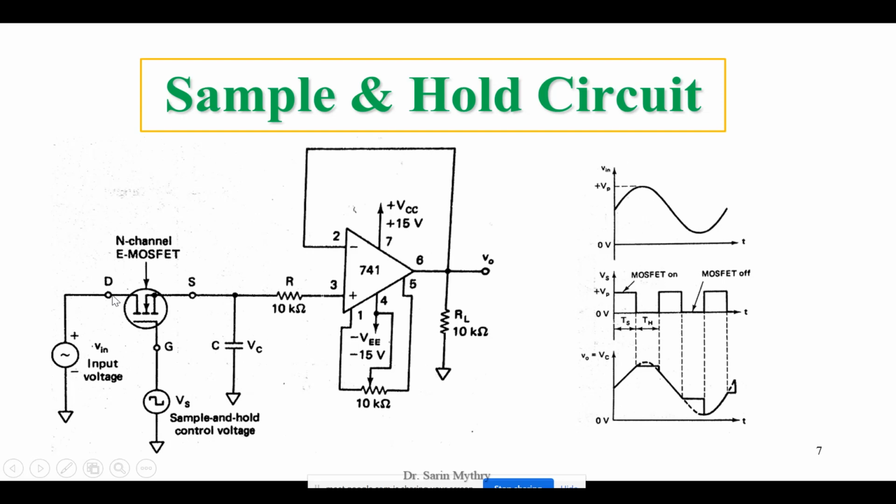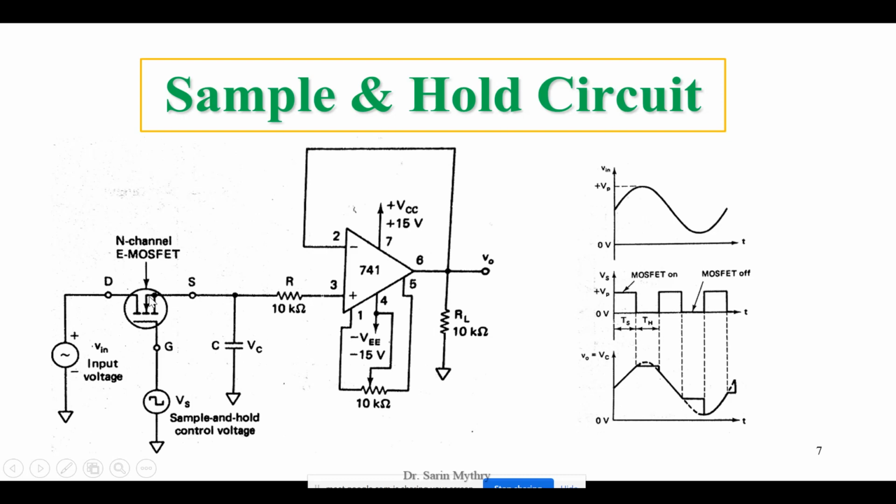Now let us see what happens here. During the positive cycle of the Vs, which you are applying here, the E MOSFET conducts and acts as a closed switch. So during the positive cycle of Vs, your E MOSFET will be turned on, and whenever it is turned on, I can say it is acting as a closed switch.